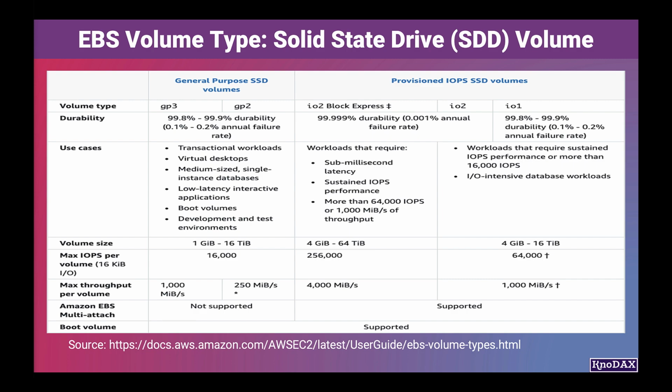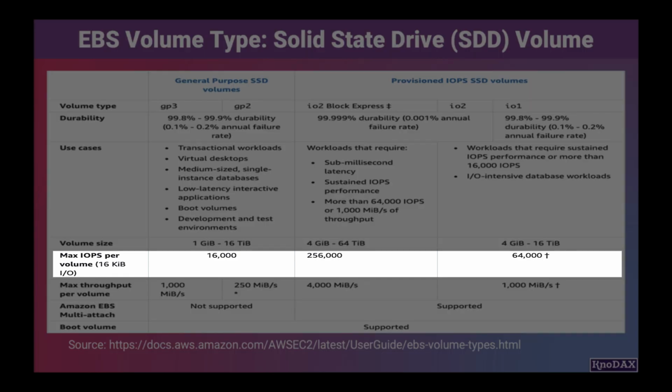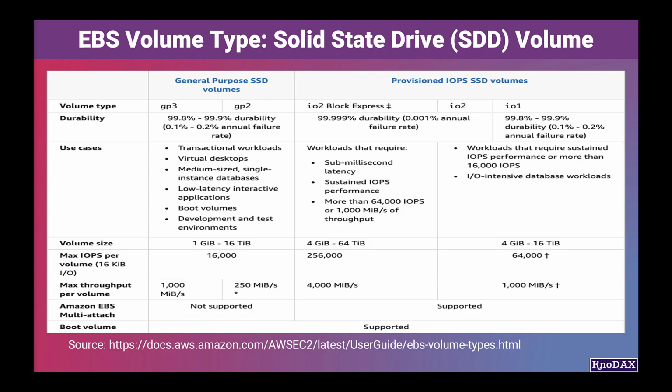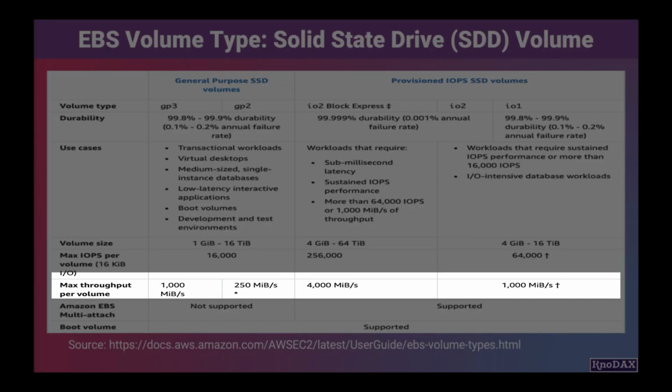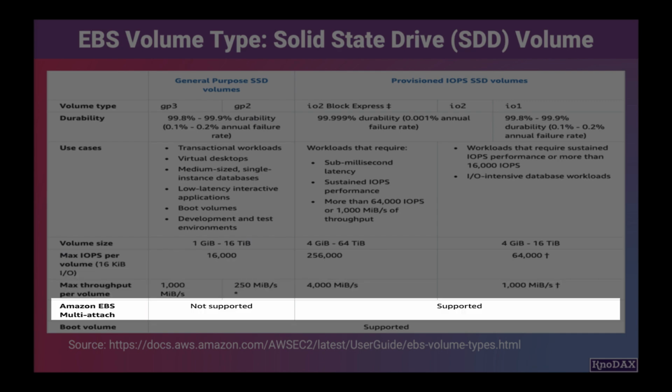Let's talk about max IOPS. General-purpose SSD provides up to 16 kilobytes, while provisioned IOPS SSD provides much greater IOPS, as you can notice, up to 256 kilobytes. Provisioned IOPS SSD has better throughput than general-purpose SSDs, and EBS multi-attach is not supported in general-purpose SSDs, while provisioned IOPS supports multi-attach EBS.